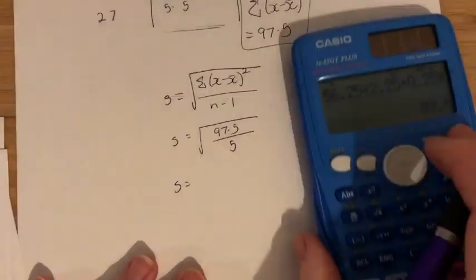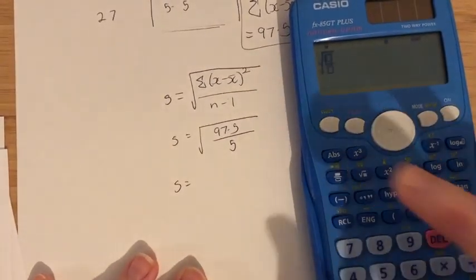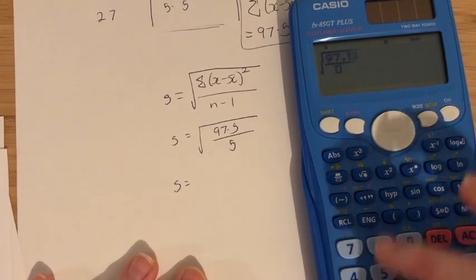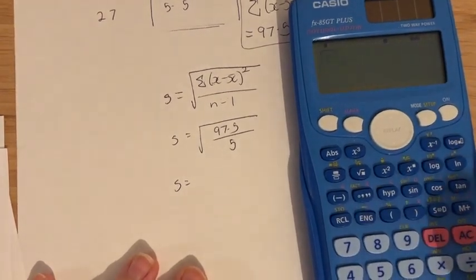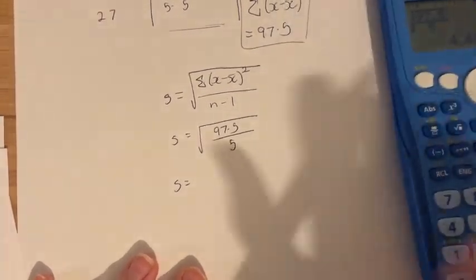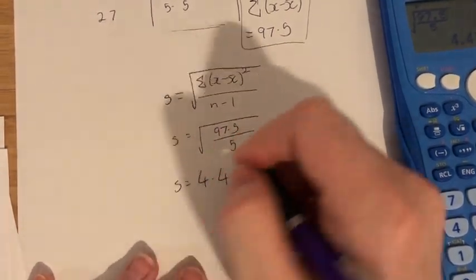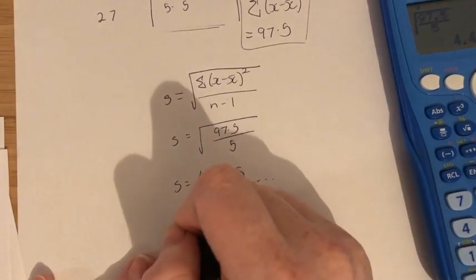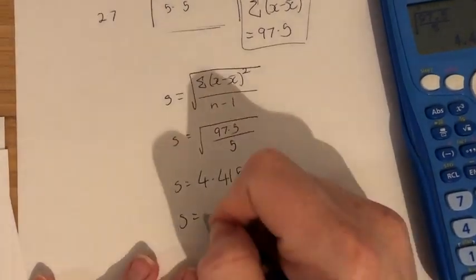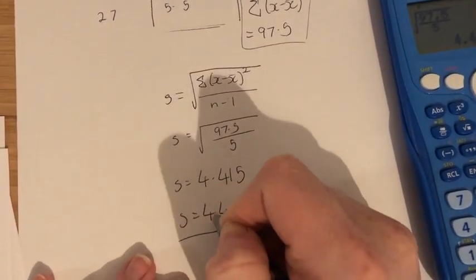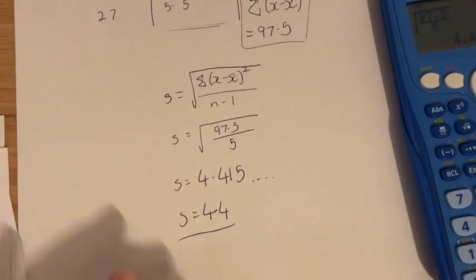Your standard deviation is the square root of 97.5 over 5. We have 4.415... And so our standard deviation, we're going to round to 4.4. Right, and that's your first example.